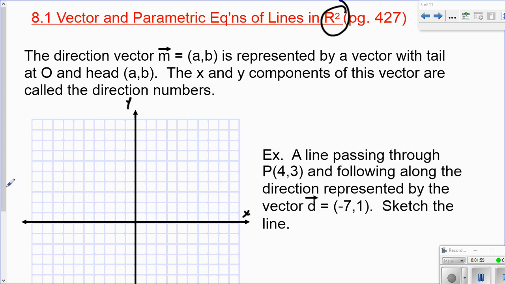So we've got an example here. A line passing through the point 4, 3. So I'm just going to plot the point 4, 3. 1, 2, 3, 4, 2, 3. That's about here. I'm going to call this P, 4, 3. So this is not new, and it follows this line.